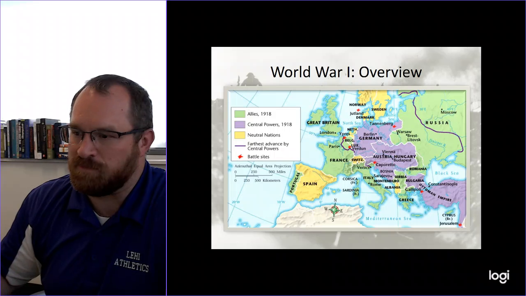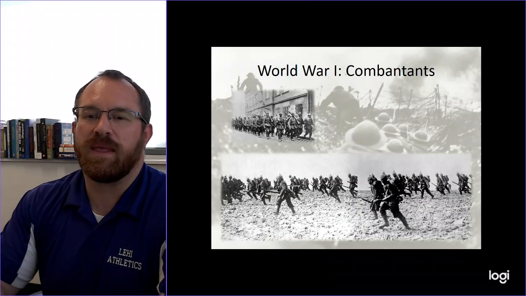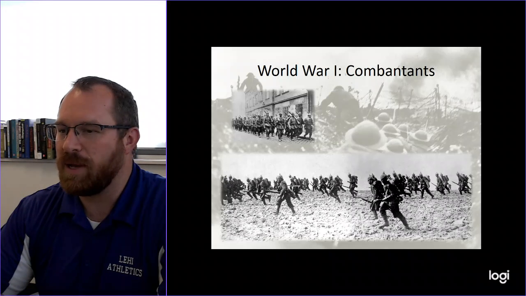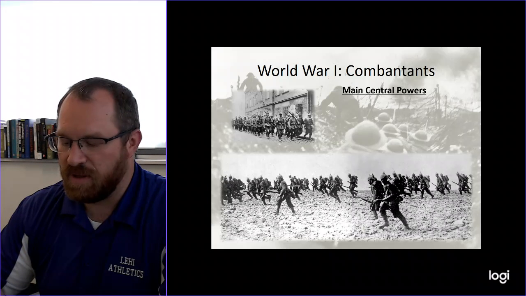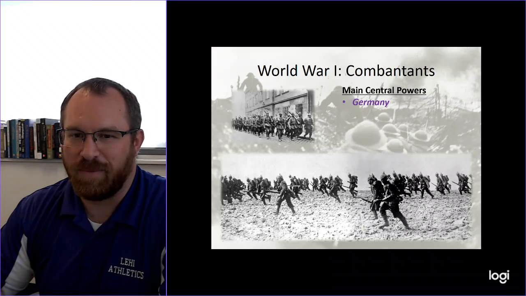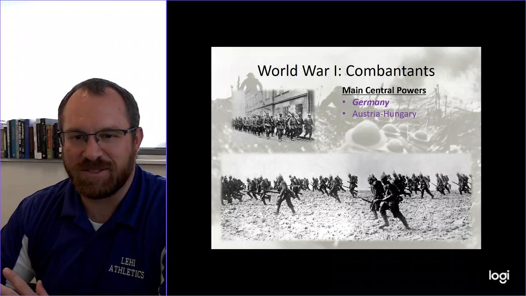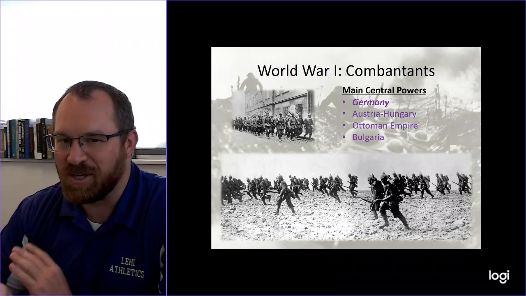Now, who are the combatants, essentially? So, World War I combatants, looking at the Central Powers first. Okay. So, the main power for the Central Powers is Germany. Like the other ones I'm about to bring up, like Austria-Hungary, Ottoman Empire, and Bulgaria, well, Germany was the big dog.